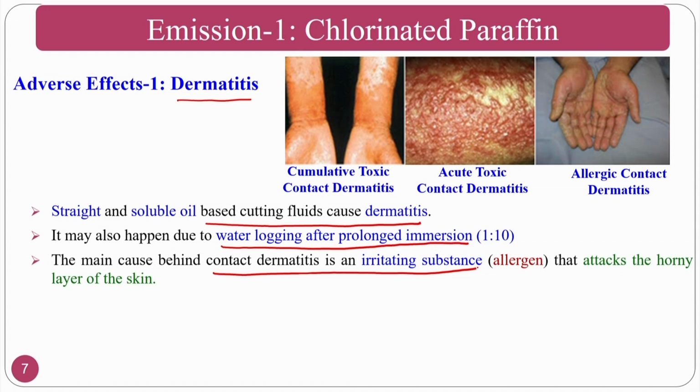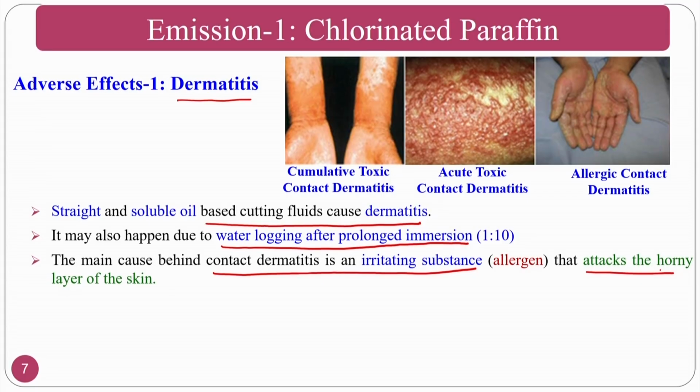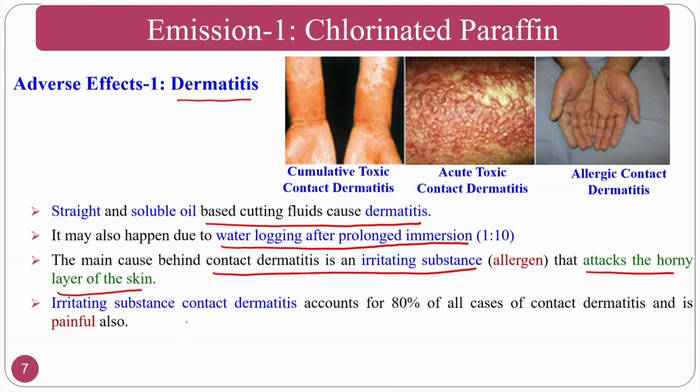The main cause behind contact dermatitis is an irritating substance, which is called an allergen. Normally you people say, oh, that person got an allergy, this person got an allergy. Whenever you have an allergy, you will get pain, and at the same time other things also. Changes on your skin take place that attack the horny layer of the skin. You can see the horny layer of the skin in the 3 pictures. Irritant contact dermatitis accounts for 80% of all cases of contact dermatitis and is also painful.